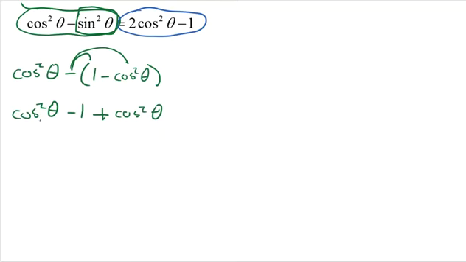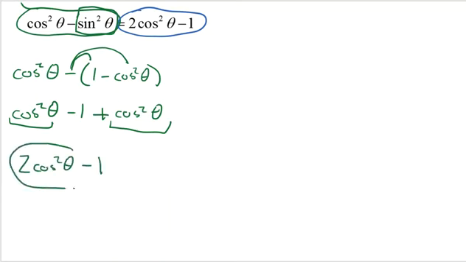And I'm just about done. Cosine squared and another positive cosine squared. Those are just like terms. 1 apple plus 1 apple is 2 apples. So 1 cosine squared plus 1 cosine squared is 2 cosine squared of theta minus the 1. There it is. Verified. The left side does in fact equal the right side.